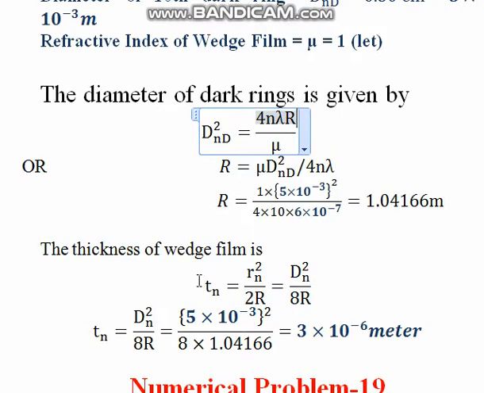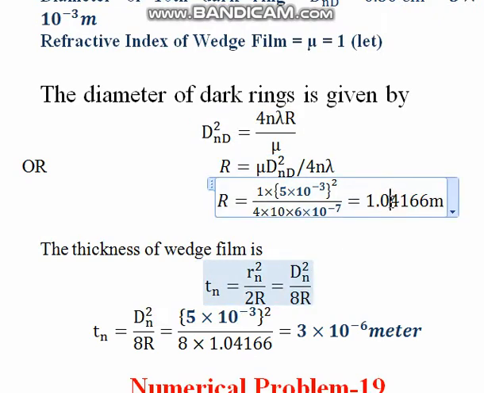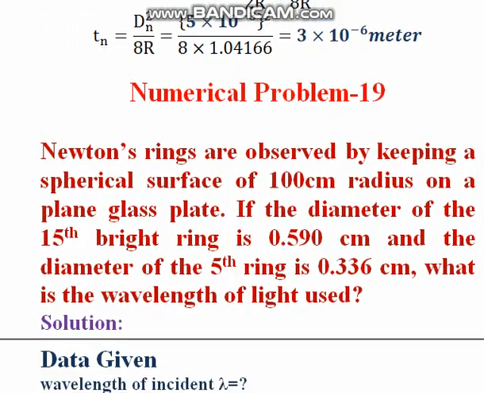The thickness of the inclined film can be obtained using the formula tn equal to dn square over 8r. The diameter is given and the radius of curvature is calculated here, so in this way the thickness of the film may also be calculated. Now let's see the next problem.